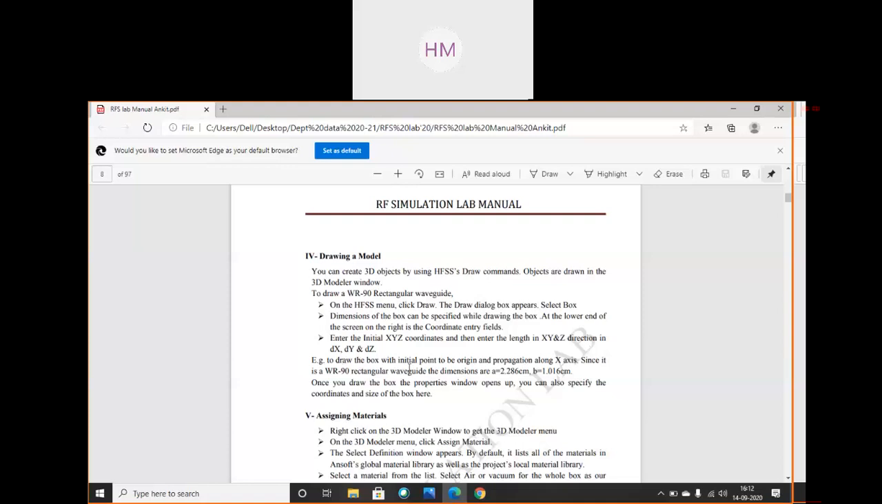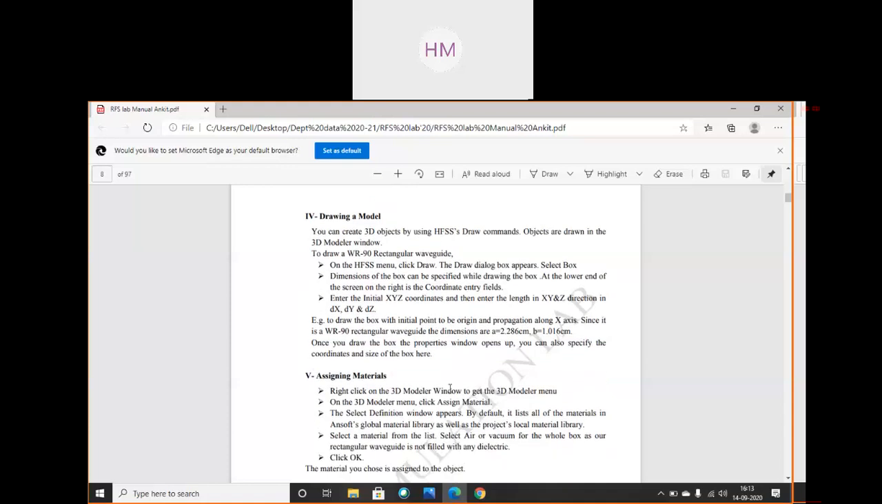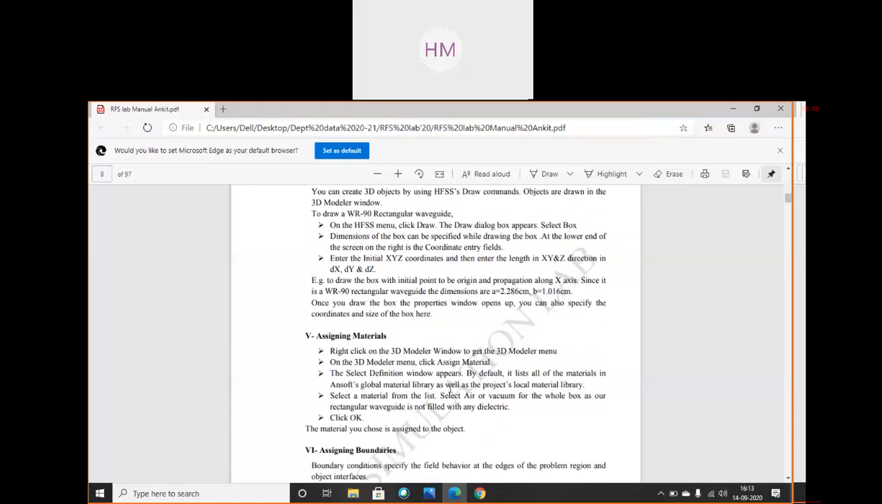To draw the box with initial point at the origin and propagating along the x-axis, we can design a rectangular waveguide. The dimensions are this. Once you draw the box, the properties window opens up. You can also specify the coordinates and size of the box here. You can mention the dimension and size, and on which axis you want to place your design. Then you can assign the material.